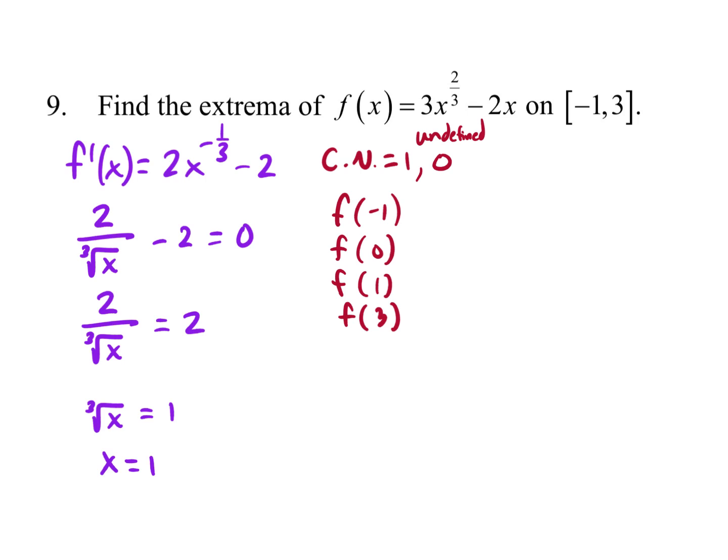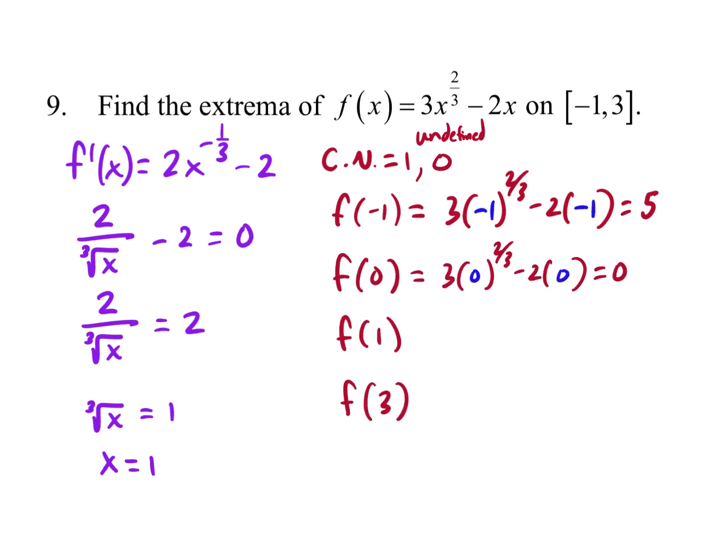Okay, so I plug negative 1 in. And again, make sure you're plugging into the original. So negative 1, this 2 on top means you're squaring it. So that turns that positive. So this is really the cube root of 1, which is 1. So this is 3 plus 2, which is 5. The 0 one's really easy. Bada bing, bada boom, done, 0.